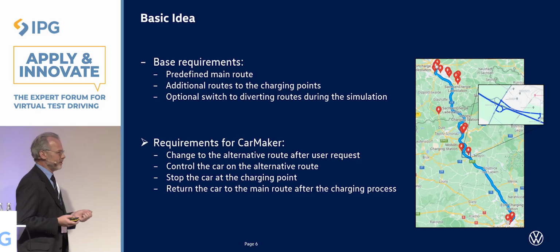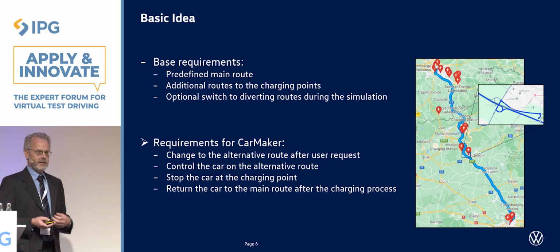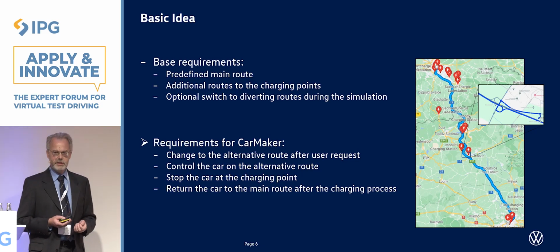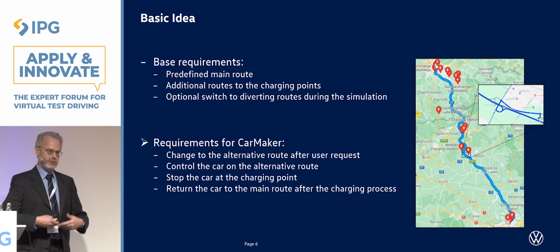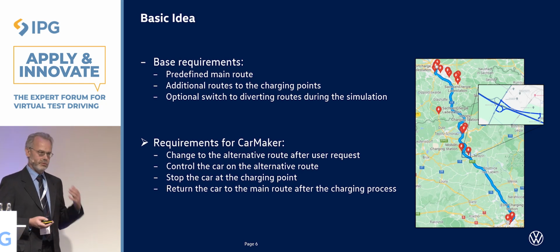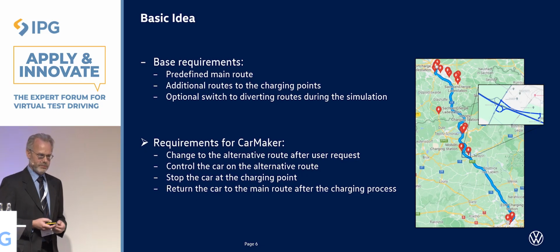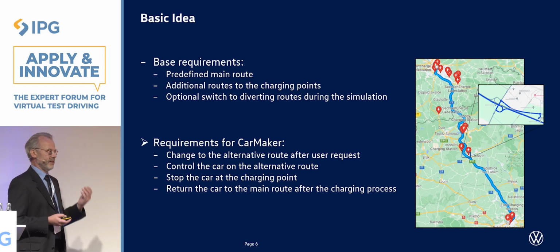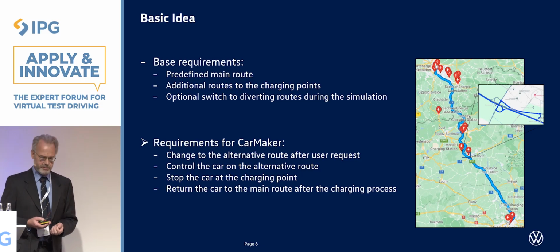Once the car is on the route, it should be controlled in a similar way like on the main route, and it should come to a halt at the charging station. There, we do the recharging process, and afterwards, we should be able to start the drive again without shutting down the whole simulation in between. The car should then also return automatically to the main route.